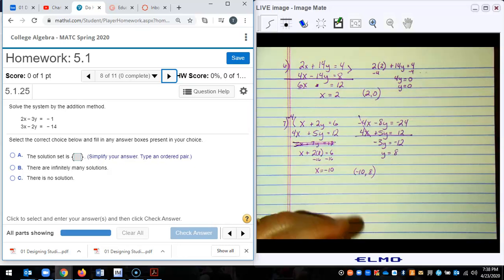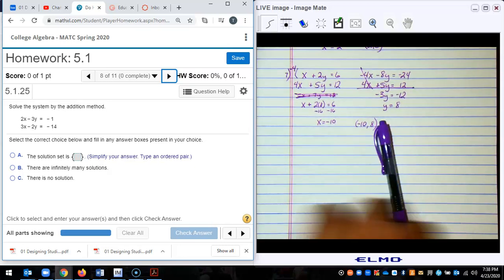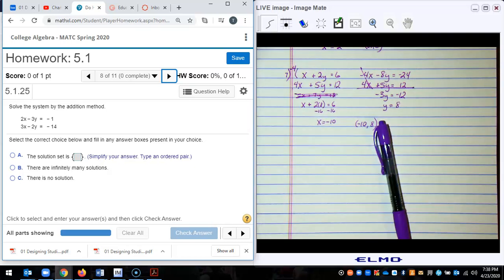So again, these simple, straightforward, linear ones, our calculator can do wonders for us. But we have to be able to know these other methods in case it is something that's non-linear. Okay.